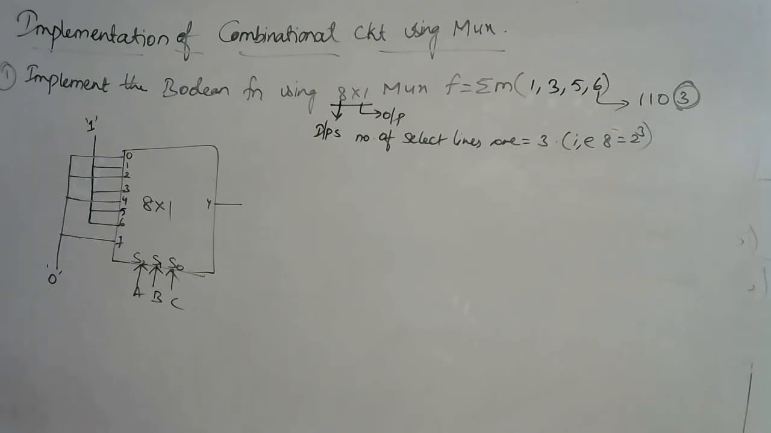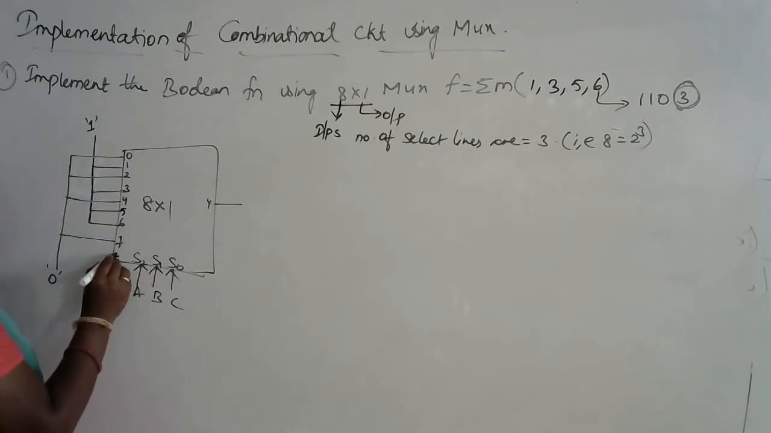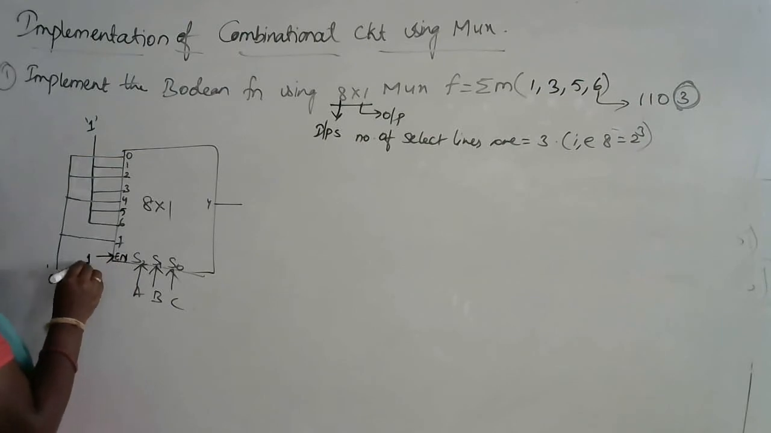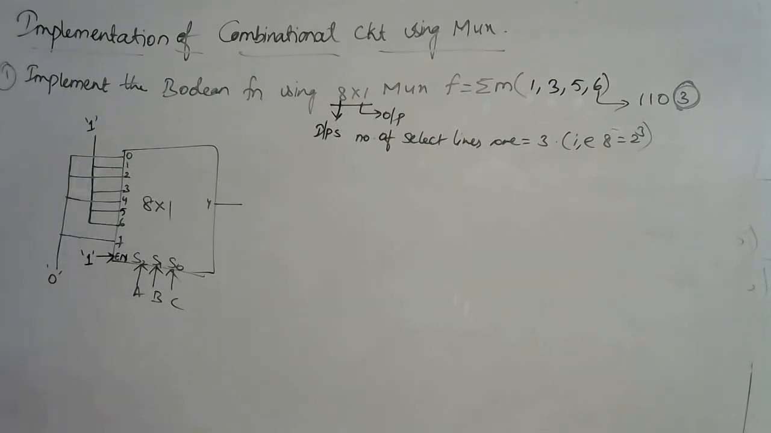This is how to implement a Boolean function using an 8 by 1 multiplexer, and along with this we have an enable pin. This is 1 because I am assuming that the enable pin is active high enable. If it is active low enable, keep this as enable bar, and instead of writing it as 1, represent it as 0. This is the way to represent a given Boolean function using an 8 by 1 multiplexer.